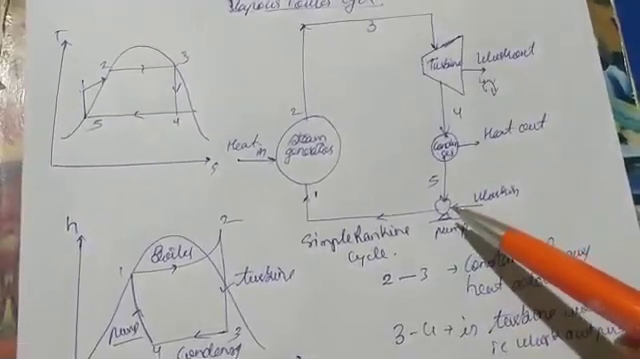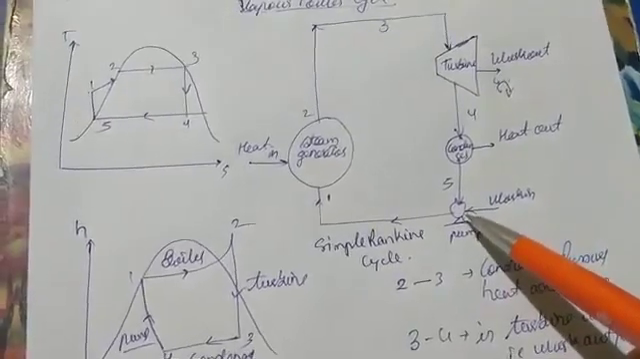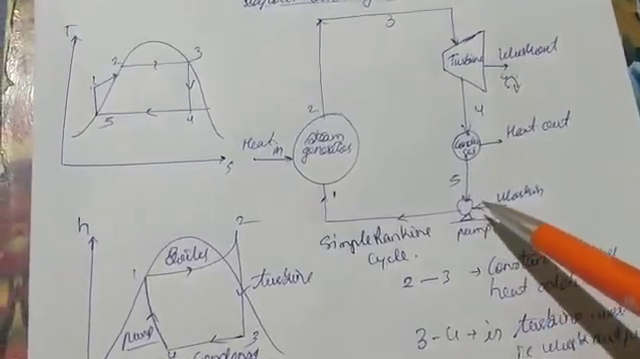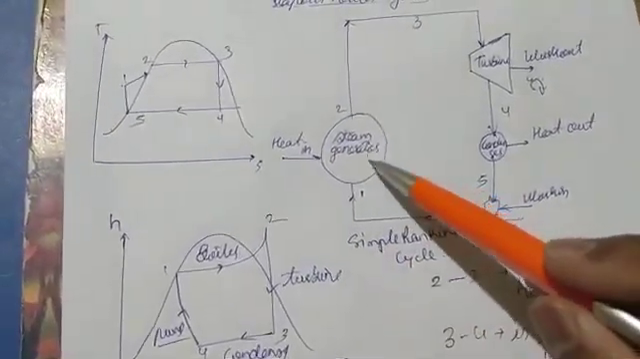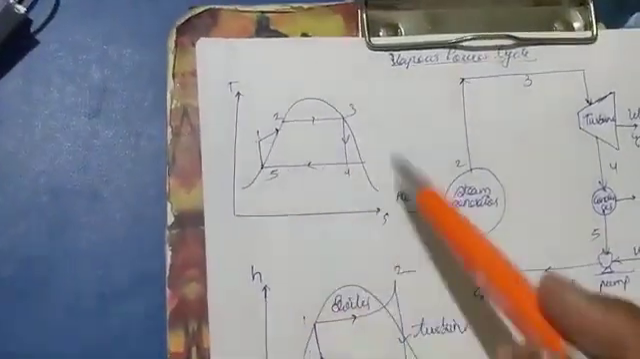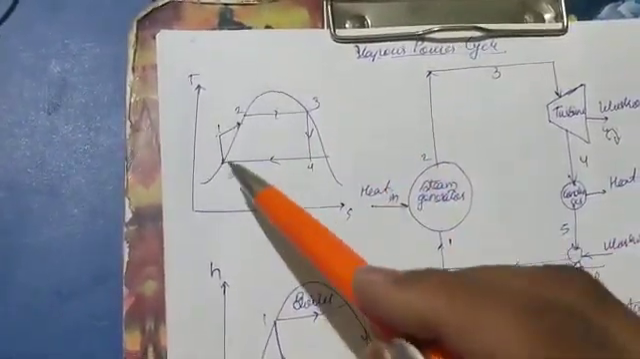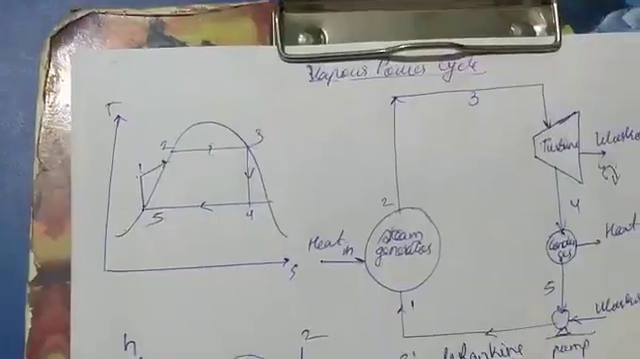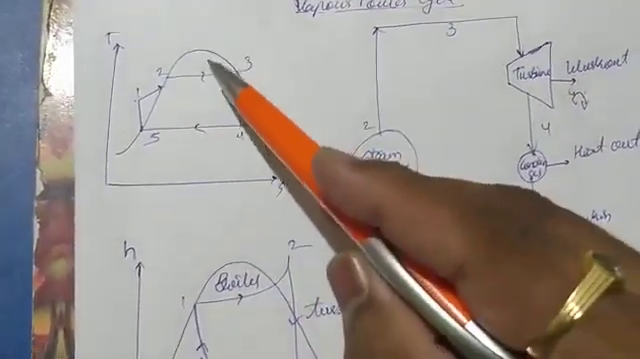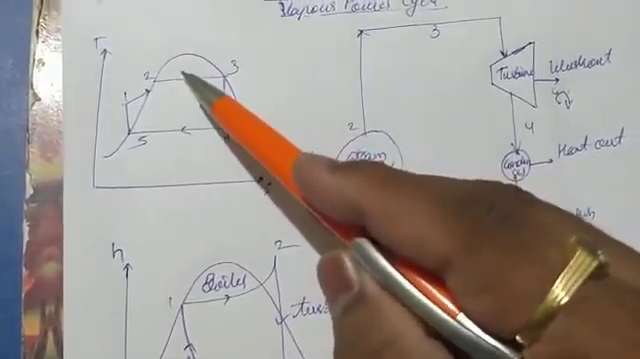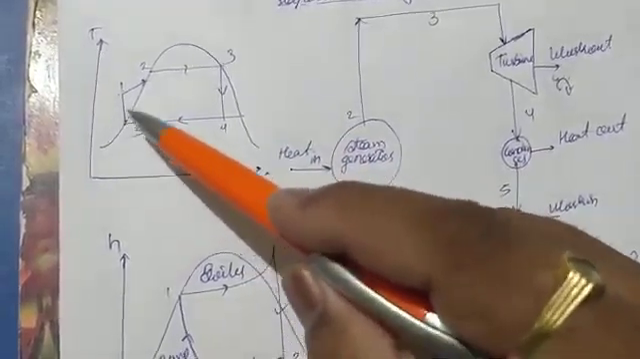Work done on the pump, sorry, not by the pump, work is done on the pump, so it is negative. Then the fluid is sent to the steam generator. Here you can see the simple T-S diagram. I have marked 1, 2, 3, 4 and 5. Here is your boiler, turbine, condenser, and here is the pump.